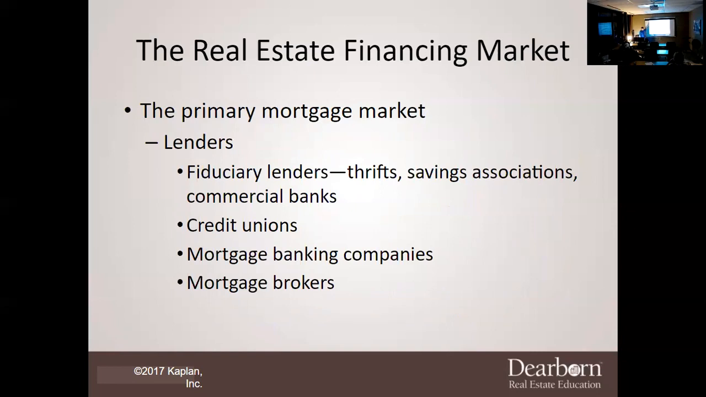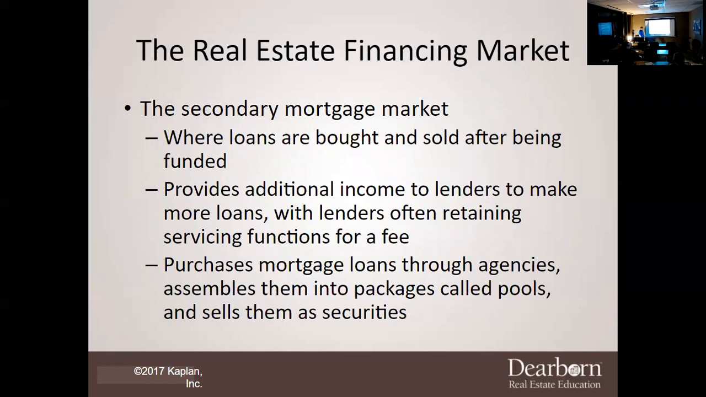Now, again, dealing with the same primary market, the lenders are going to be the fiduciary lenders, which are thrifts, savings associations, and commercial banks, credit unions, mortgage banking companies, and mortgage brokers. Okay, I am a mortgage broker. There's a little difference between a banker and a broker. A mortgage banker works for a bank. As a mortgage broker, I work for a ton of banks. I can pull a ton of different banks and quote you on your mortgage. But these are the people that you deal with at the primary level.